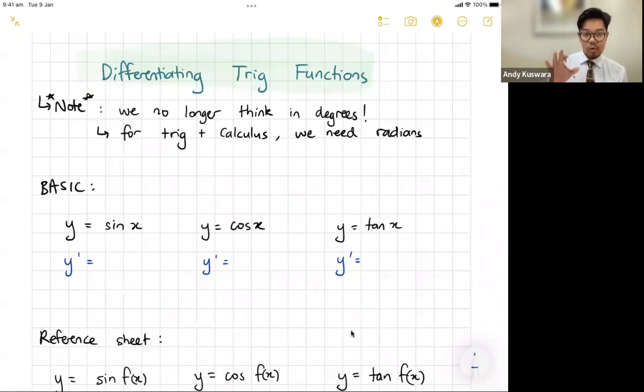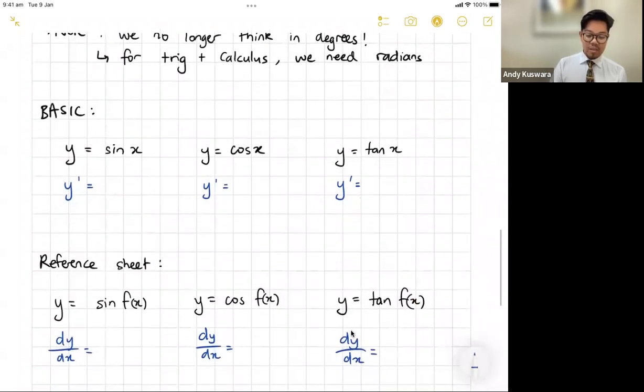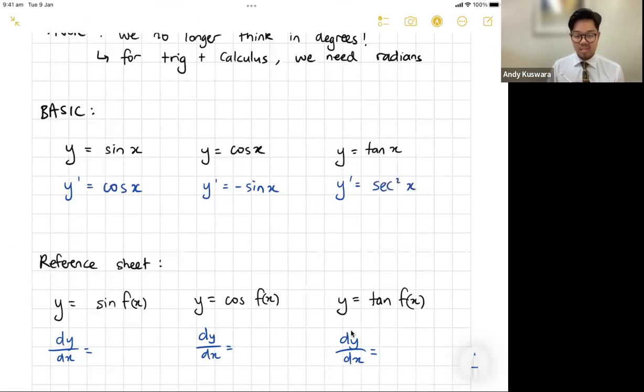Now, what we're going to talk about is in class, we'll go through it together, but for everyone out there, let's just take a look at some of the rules here. Let's just look at the basic level. If y equals sine x, your derivative is just going to be cos x. If y equals cos x, your derivative is going to be negative sine x. And if y equals tan x, tan being the black sheep, your derivative becomes sec squared x.